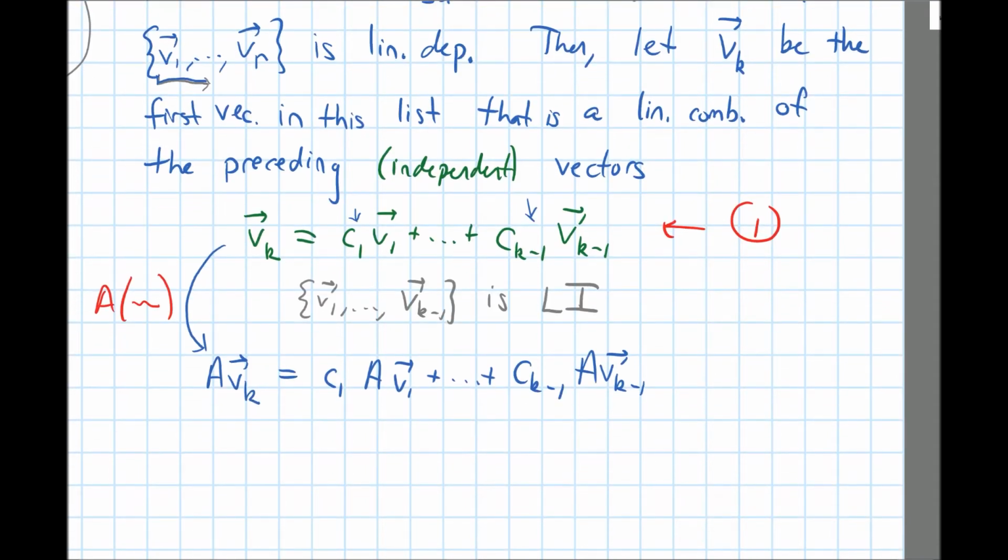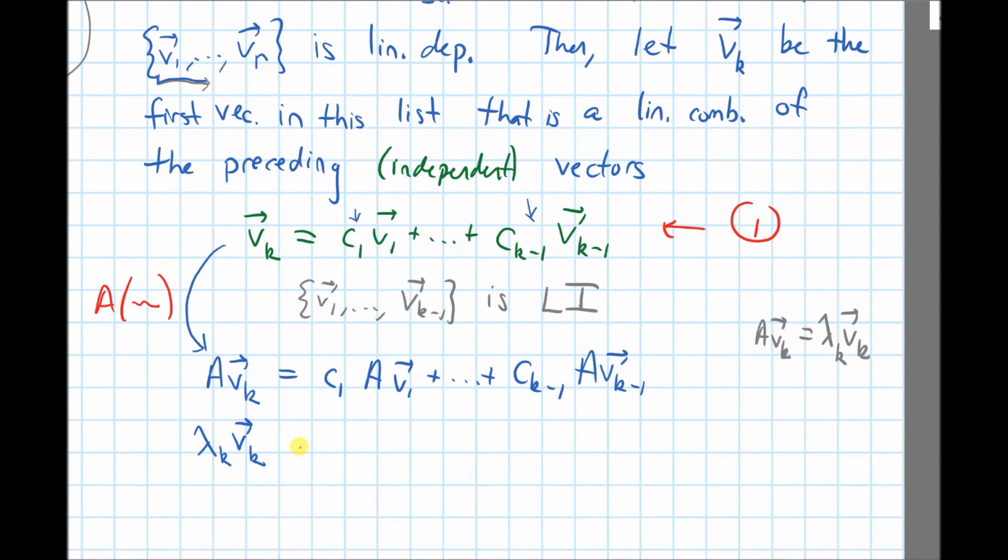Okay, so now let's utilize the fact that we know what the eigenvalues are. Because we know what the eigenvalues are, A times Vk is going to be lambda k times Vk. Here I'm utilizing the fact that A times Vk equals lambda k times Vk, and that's because Vk is an eigenvector with eigenvalue lambda k.